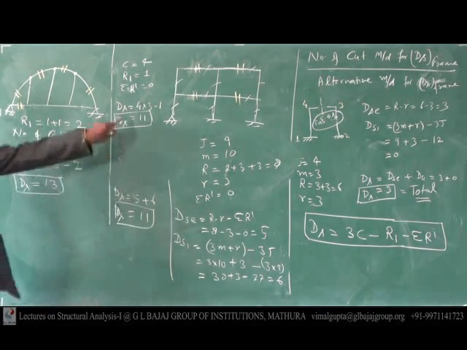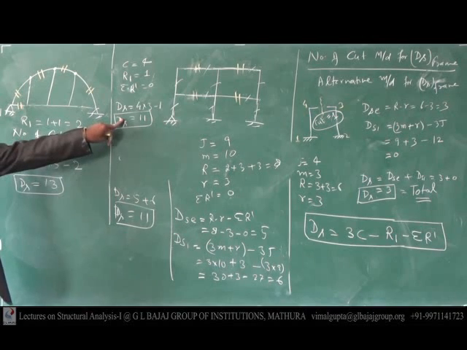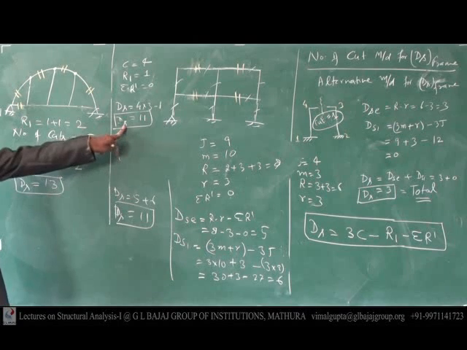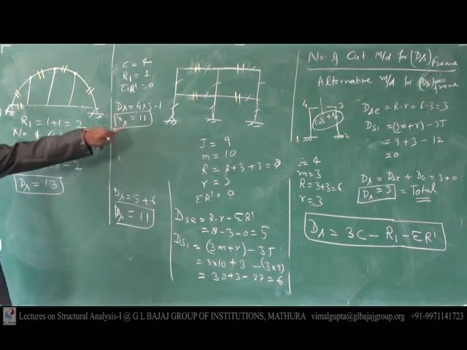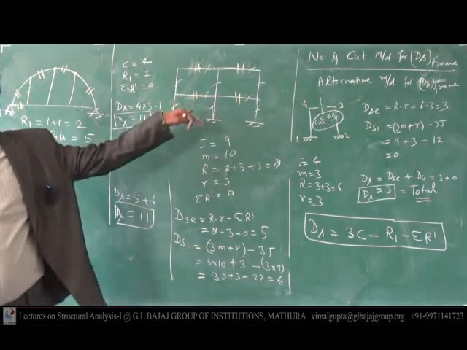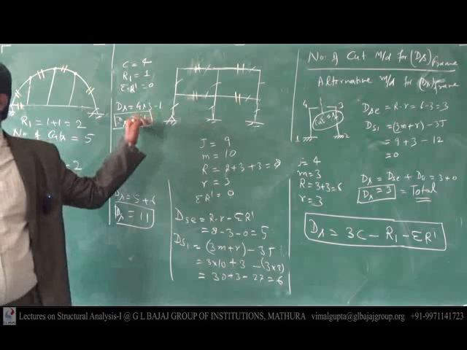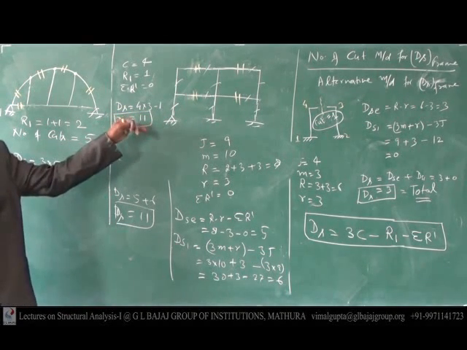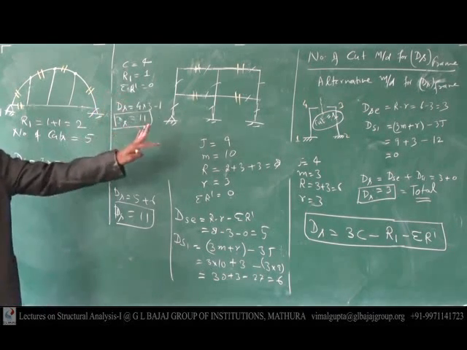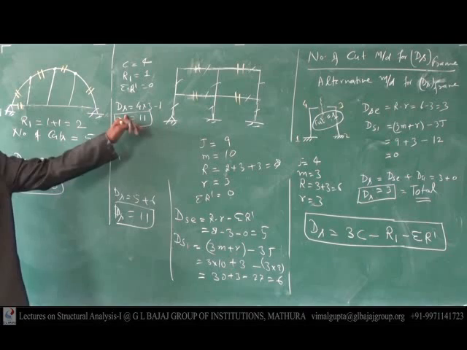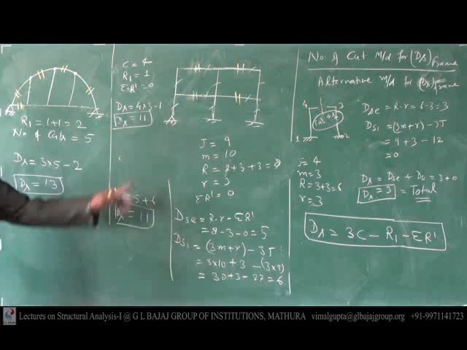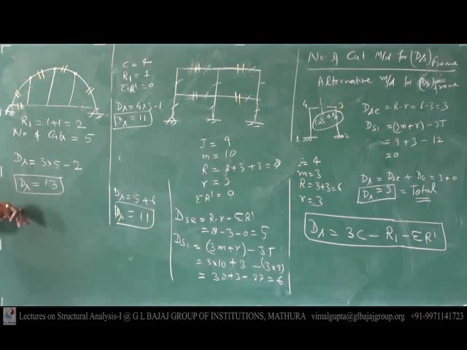And the same result you have calculated over here. And that result is much faster. It does not require counting the number of joints and number of members. You can calculate very easily. That is the benefit of that method. That's why it is an alternative. You can verify here also.